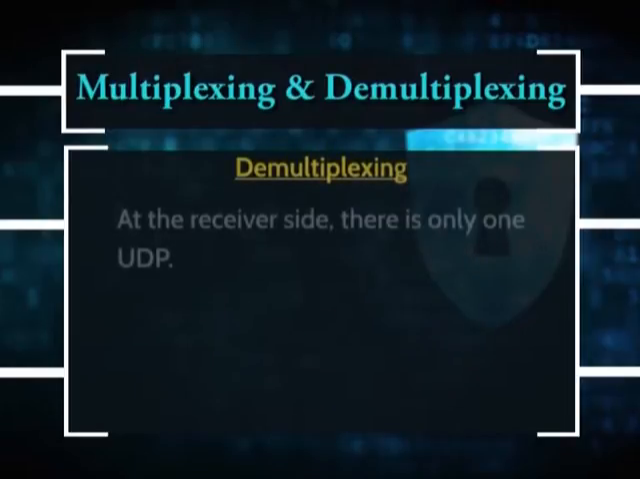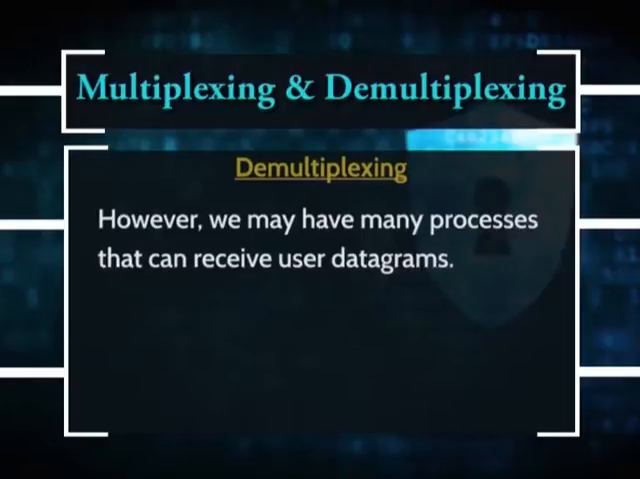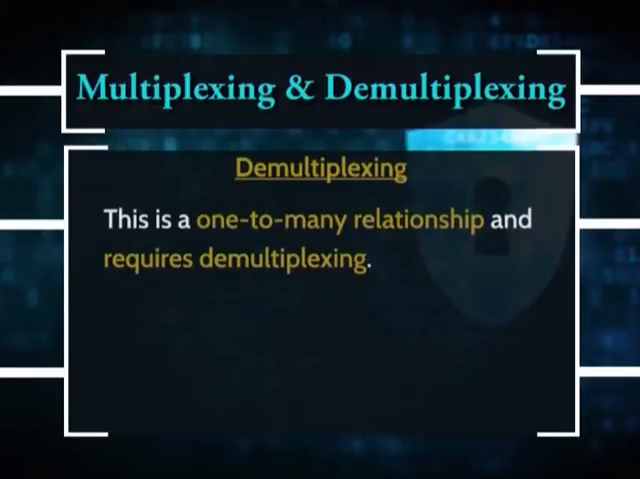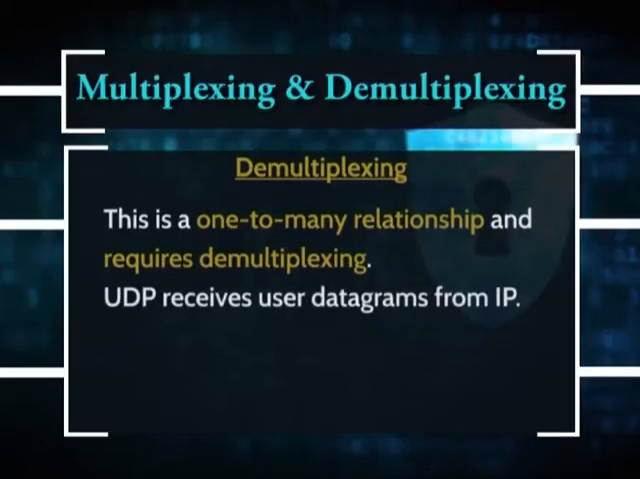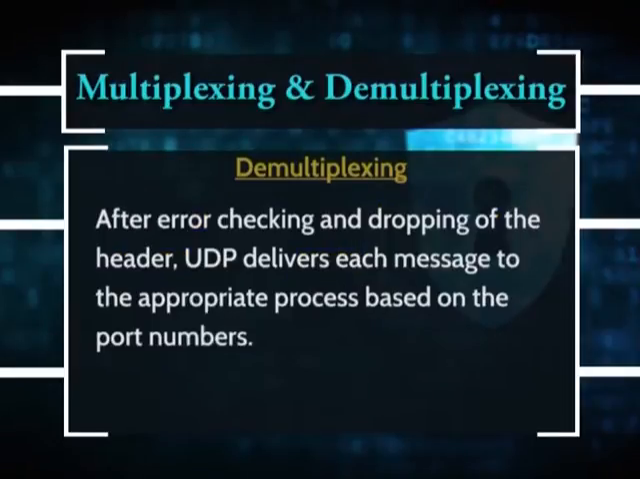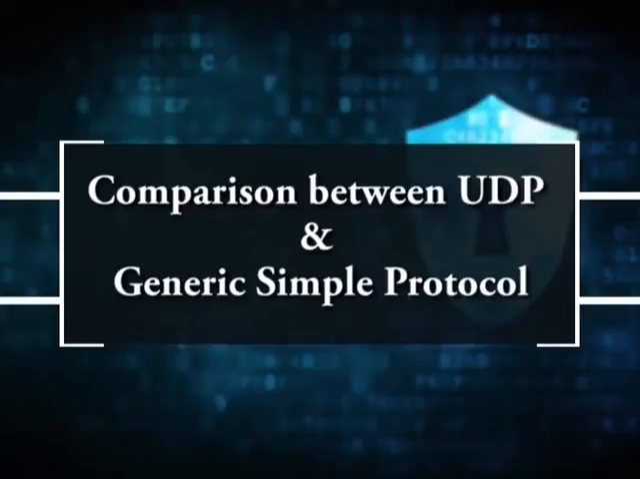Next, demultiplexing. At the receiver side, there is only one UDP. However, we may have many processes that can receive user datagrams. This is a one-to-many relationship and requires demultiplexing. UDP receives user datagrams from IP. After error checking and dropping of the header, UDP delivers each message to the appropriate process based on the port numbers. Next, comparison between UDP and generic simple protocols.